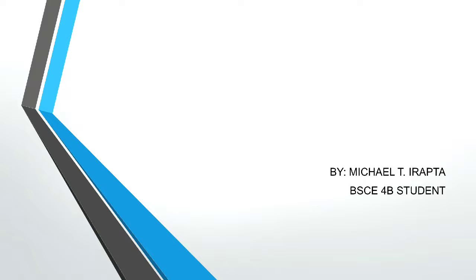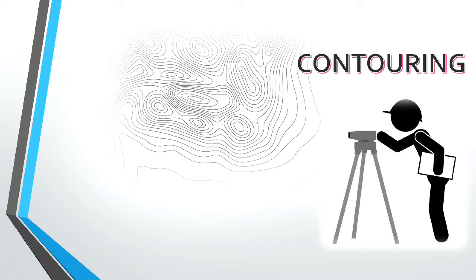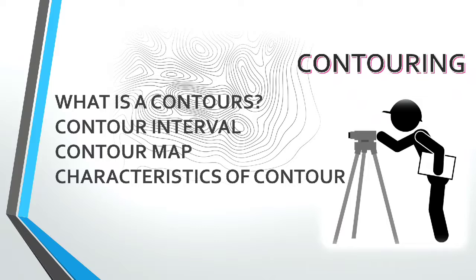Now, I'm going to talk about the general characteristics of a contour. But first, before we proceed to the general characteristics of contours, I'm going to talk about contouring: what a contour is, a contour interval, a contour map, and then we proceed to the characteristics of contours. First, what is a contour?